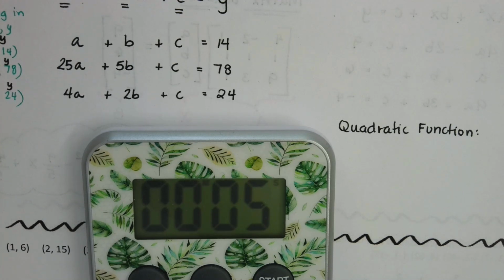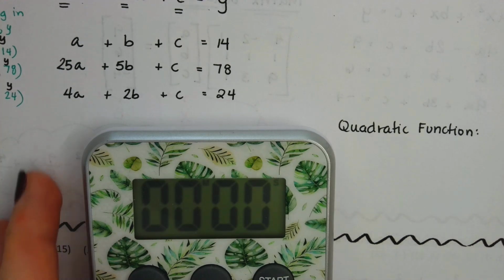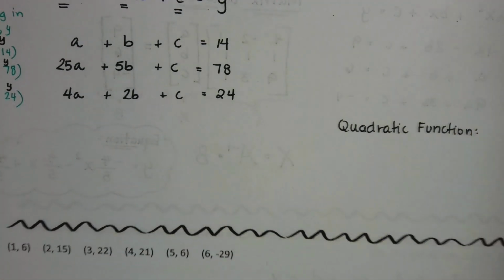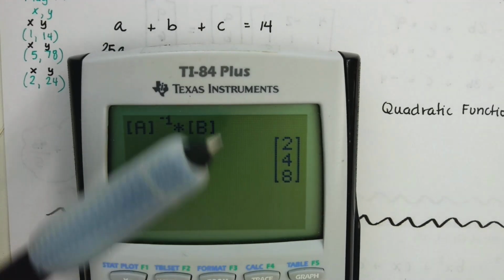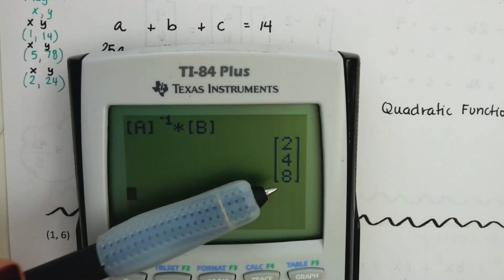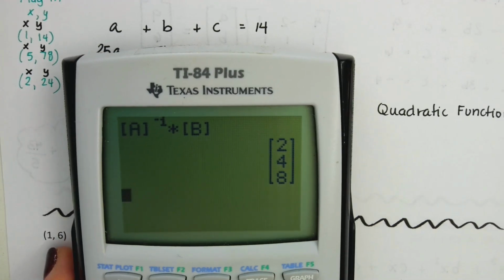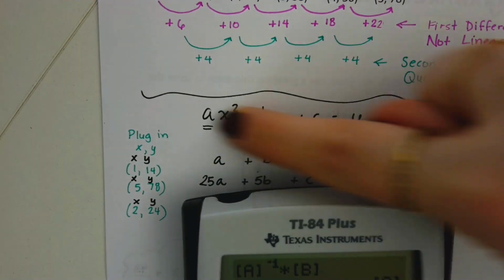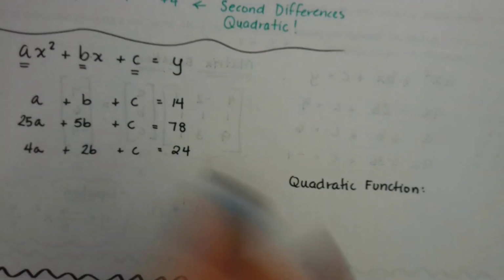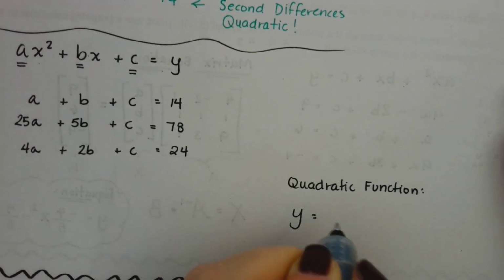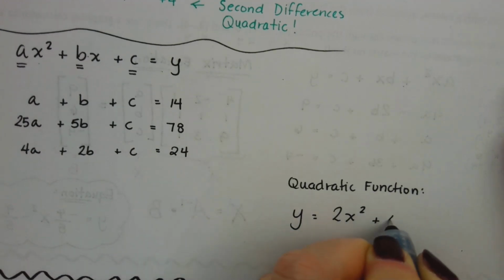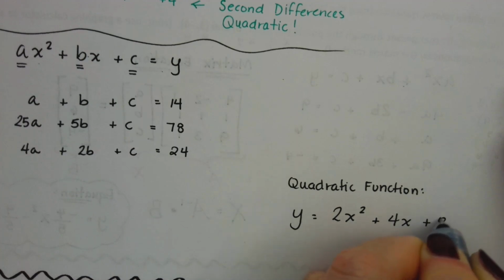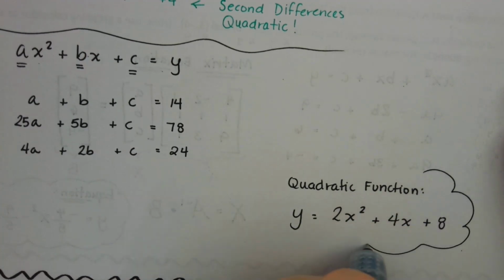All right, 5, 4, 3, 2, 1. All right, I ended up with this as my variable matrix, which means the A value of my quadratic is 2, the B value is 4, the C value is 8. So I'm going to make sure I get those put back in my standard form quadratic here. So we'll have y equals 2x squared plus 4x plus 8 for our final answer.